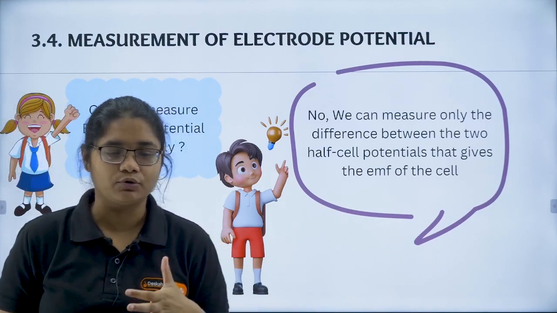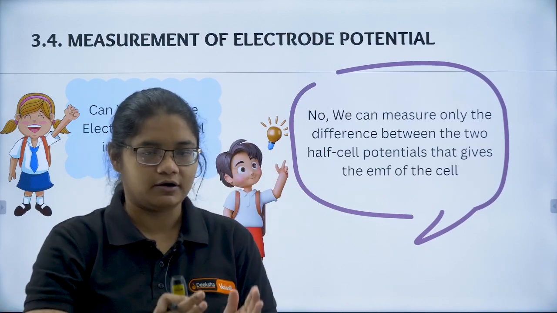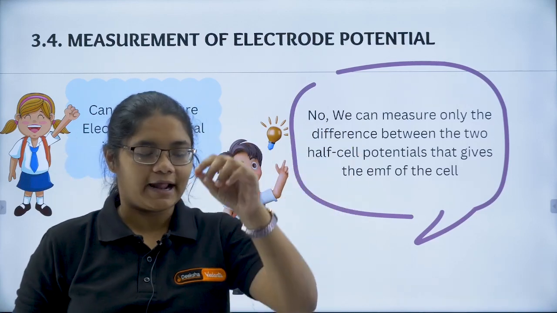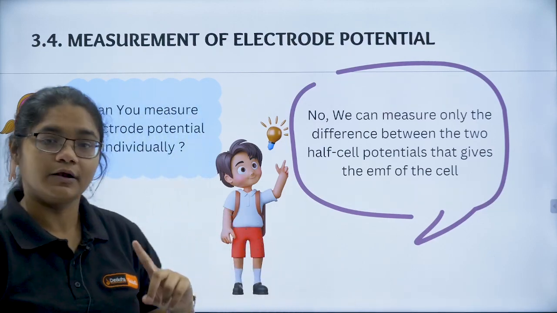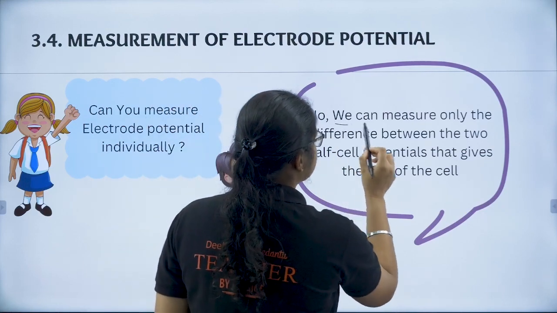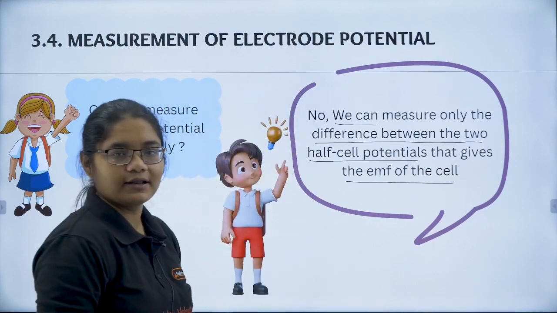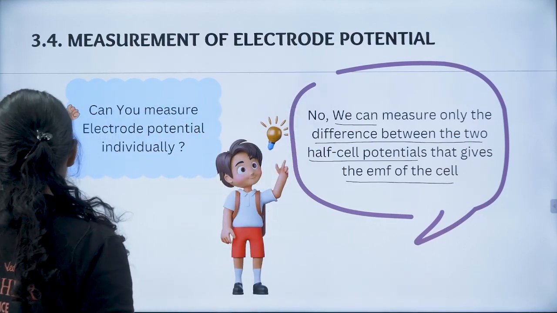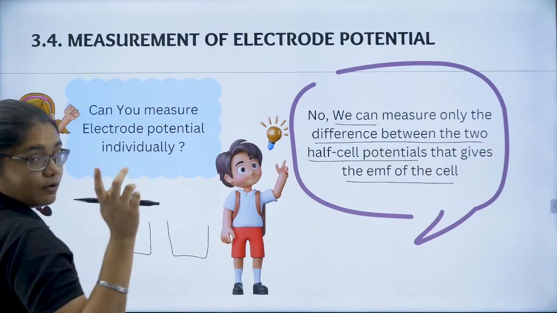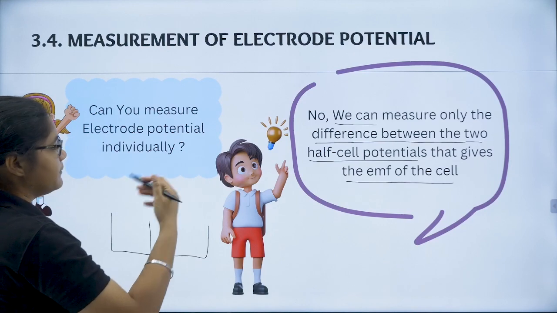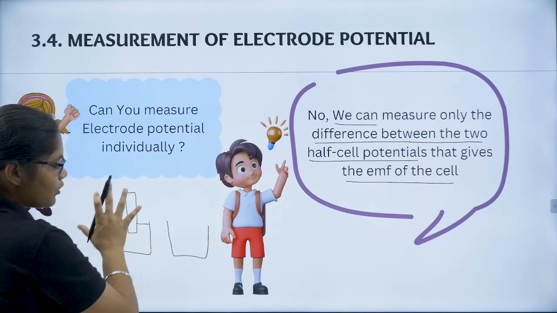Now the question arises: can we measure the electrode potential individually? I asked you this question before also. Suppose I want the copper electrode potential, which is 0.34. Can I just take a copper rod and the copper electrolyte, put a machine, and it will tell me the electrode potential between both of them? No. We can measure only the difference between the two half cell potentials, that gives the EMF of the cell. Means you always have to take a combination of two. Suppose I want to measure the copper electrode potential, I have to take copper definitely, but I cannot measure it individually.